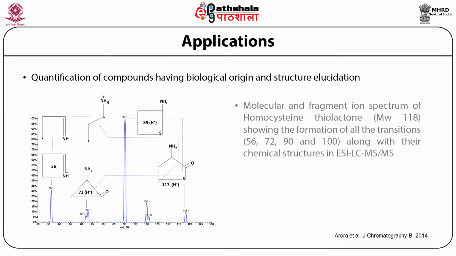What you see here is a molecular and fragment ion spectrum of homocysteine thiolactone, which appears at a mass of 118, where the molecular weight is 117. When it is protonated, it comes at 118. You see the formation of all transitions and the structures derived for that particular compound. When it is broken down into fragments, 56, 72, 90 and 100 are different structures formed after the fragmentation. As I told you earlier, it is very difficult to explain how they are formed as it happens in an exotic condition in the mass spectrometer.